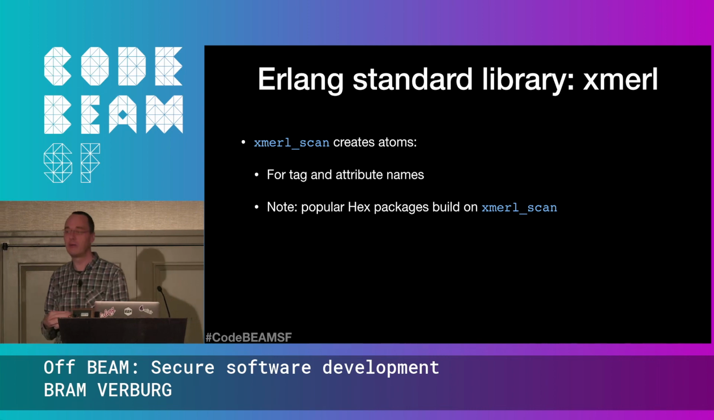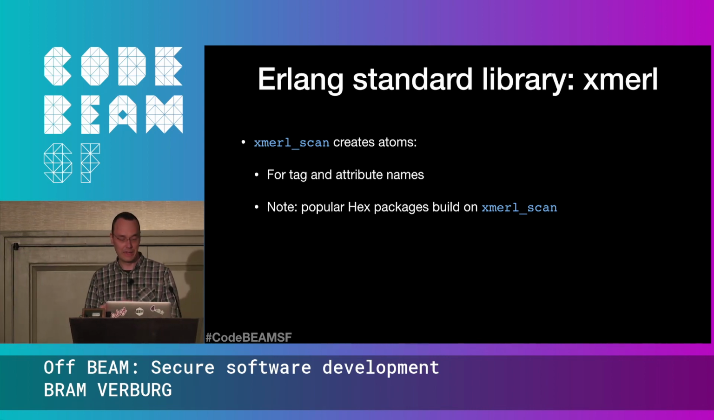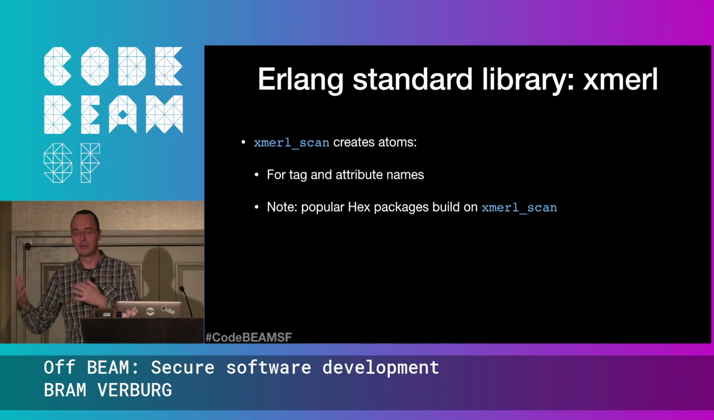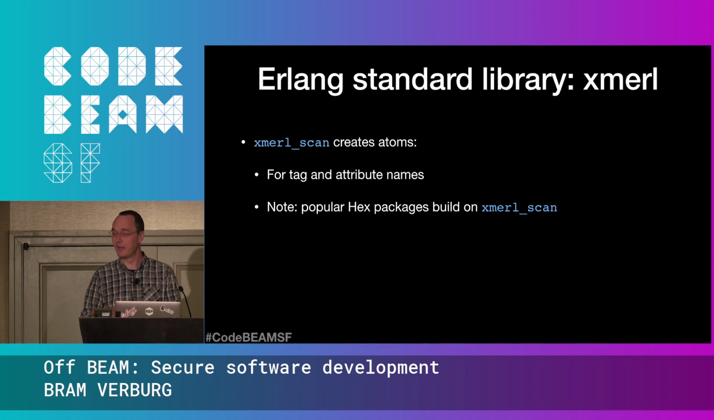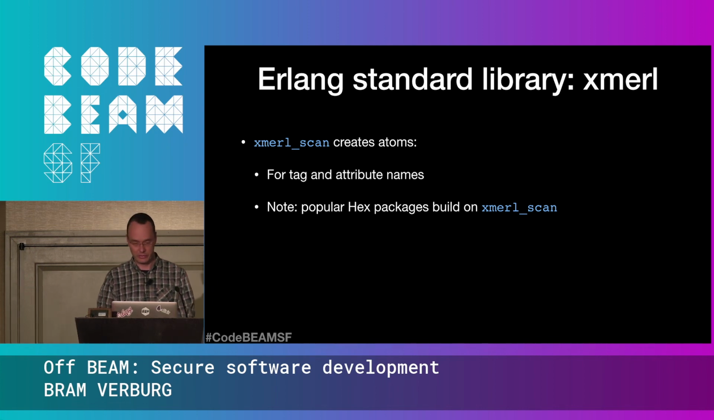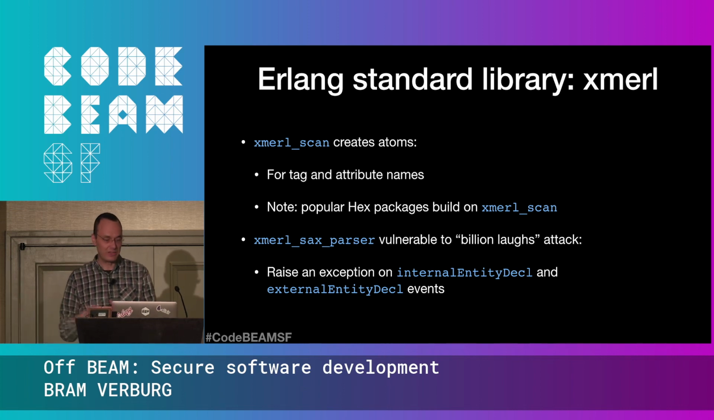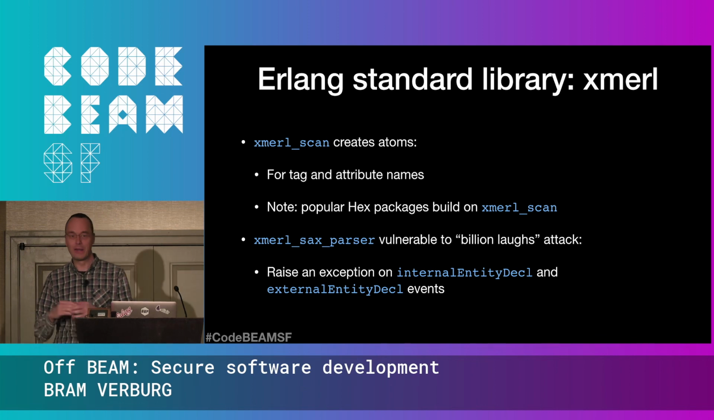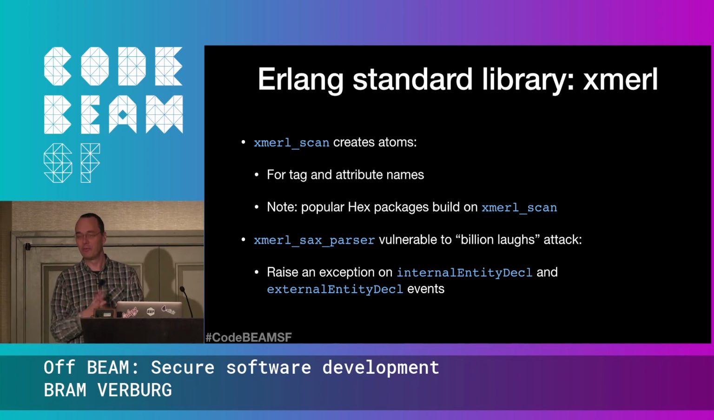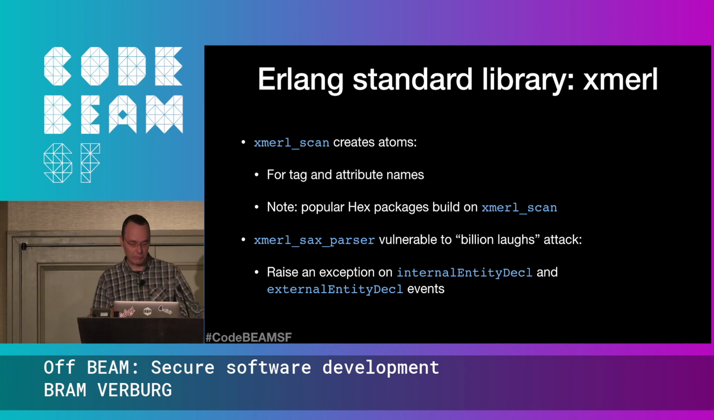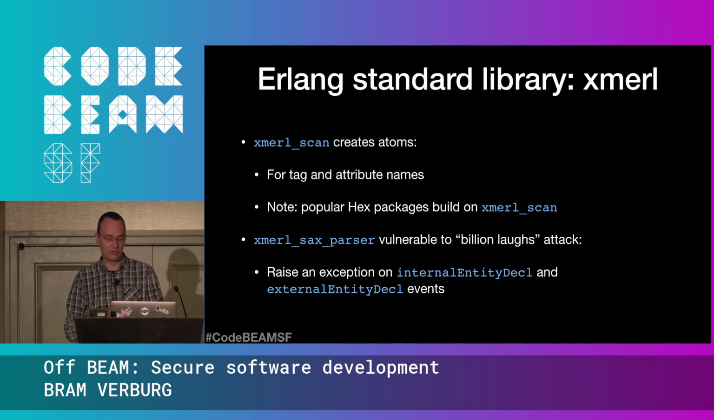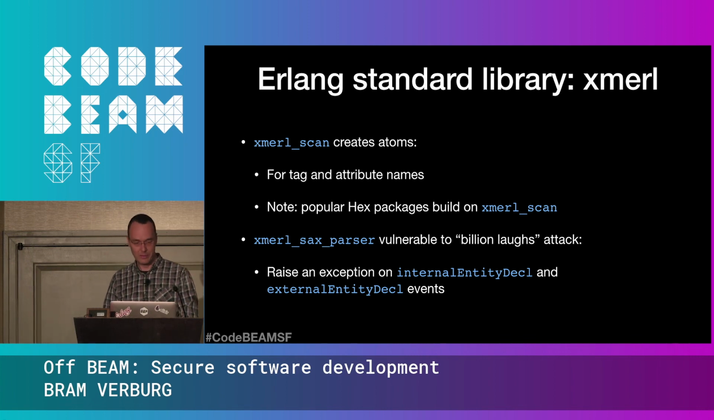xmerl, I want to mention quickly. xmerl scan creates atoms from tags and attribute names. So even some of the more popular libraries use xmerl scan under the hood. And like I said before, if you process data from an untrusted source, this can lead to denial of service. So please be careful. The xmerl SAX parser does the right thing. It doesn't produce atoms, but it is vulnerable to the billion laughs attack. The billion laughs attack is basically entity expansion, and it can lock up a scheduler with some small bit of XML. It's possible to prevent that by raising an exception from certain callbacks that you need to implement to use this API. Again, it's all in the document, so be careful.